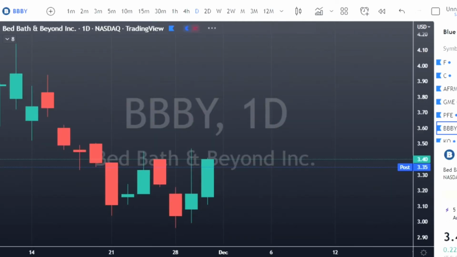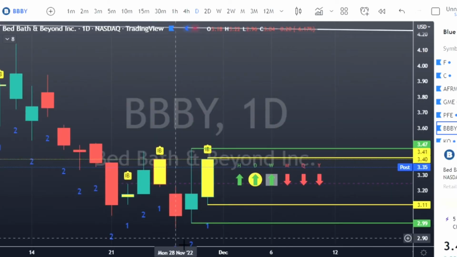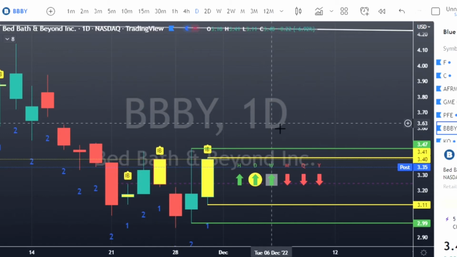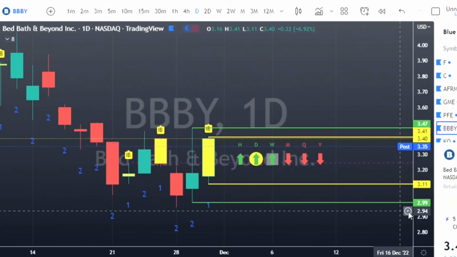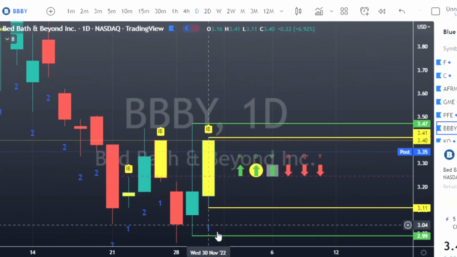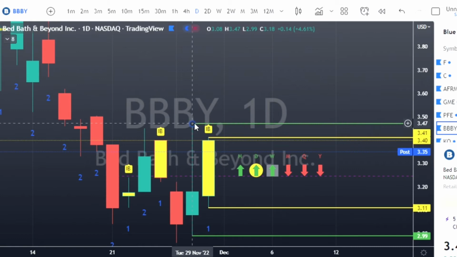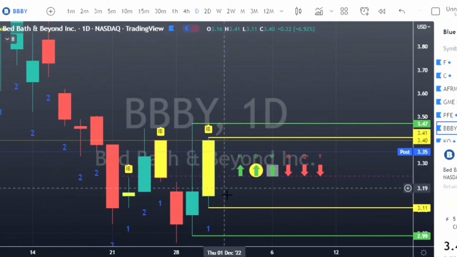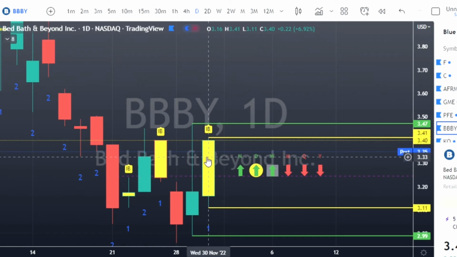Bed Bath & Beyond. Okay, this is what I tell everybody. If you're new, if you're struggling, the inside bar should be your bread and butter. It should be your go-to setup. Inside bars, guys, or 1 bars, that's the candlestick number, doesn't break the high, and it does not break the low of the previous candle. It stays within the range.